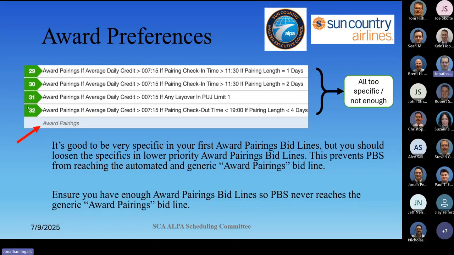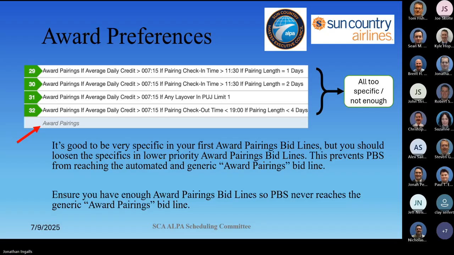It's great to be specific at first, but eventually you want to broaden this up. So in this example, we're asking for award pairings if the average daily credit is greater than 715, the pairing check-in time is after 11:30 a.m., and it's a turn. If you can't give me that to the threshold, now give me award pairings if the average daily credit is still greater than 715, the check-in time is after 11:30, it's a 2-day trip. If you can't give me that, give me at least a Punta Cana layover with a 715 average daily credit. And if you can't give me that and I'm still not at the threshold, now award me any pairing with an average daily credit of 715, a checkout time before 7 p.m., and the trip length is less than 4 days.